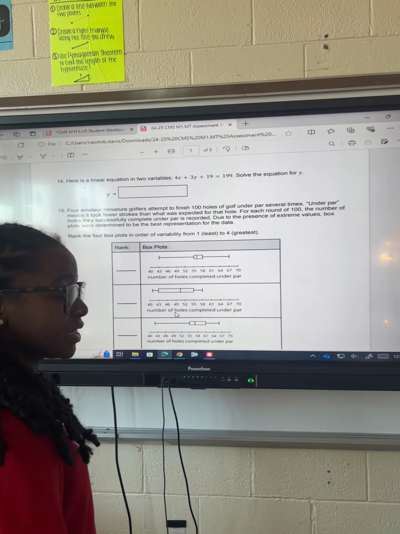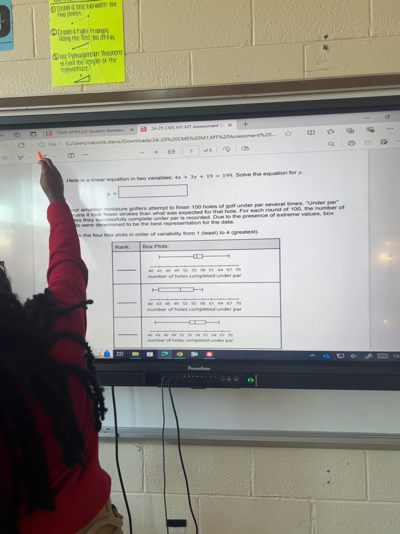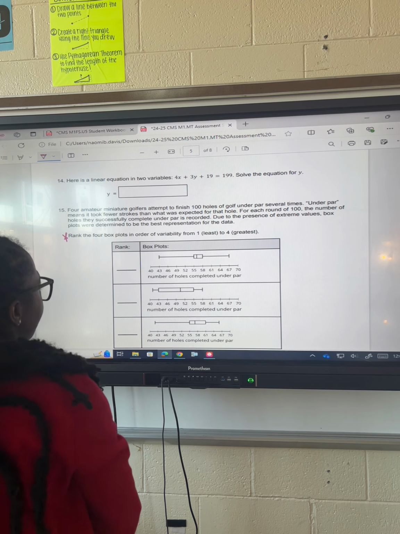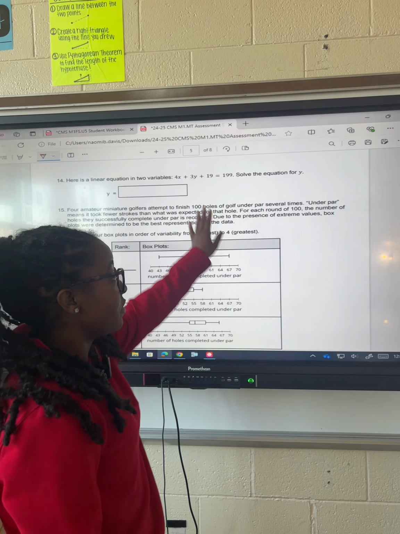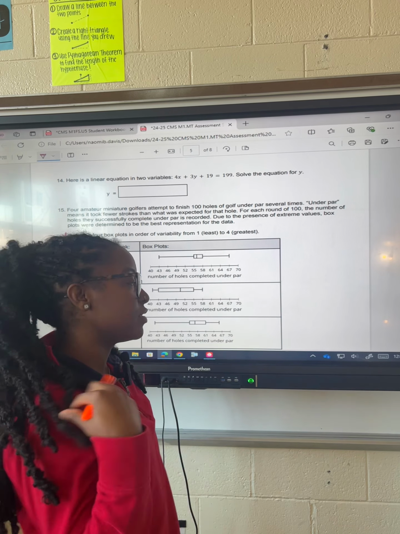Listen, that's a lot of reading. When really, we need to look right here. Get it together. We need to look right here. Rank the 4 box plots in order of variability from least to greatest. See how we really didn't even need to read all this? Just read this. Don't wear yourself out.